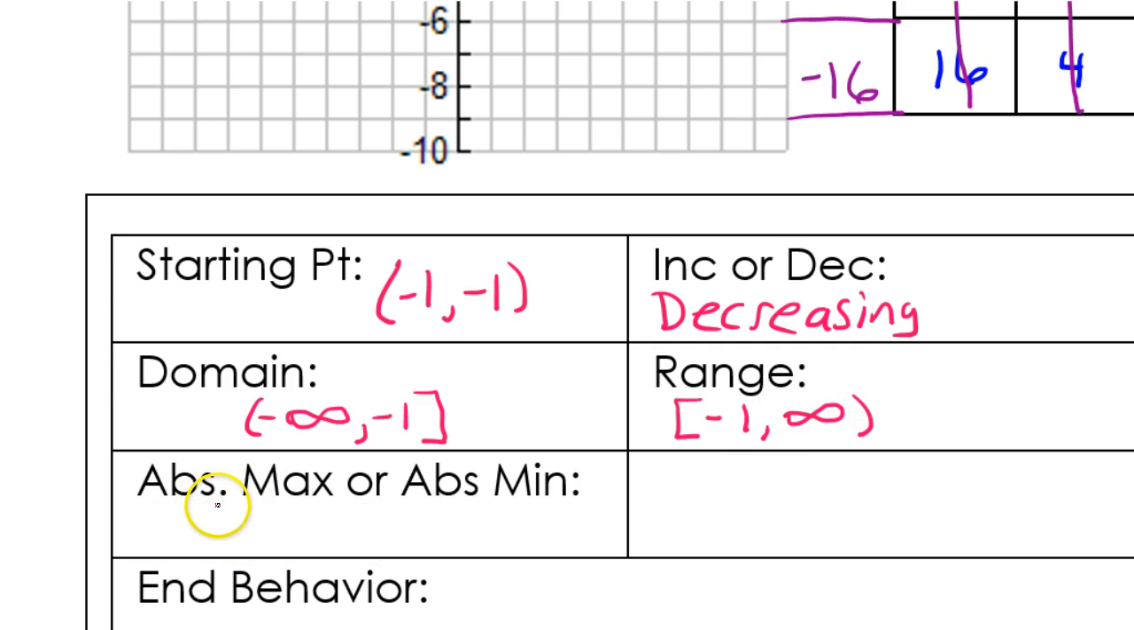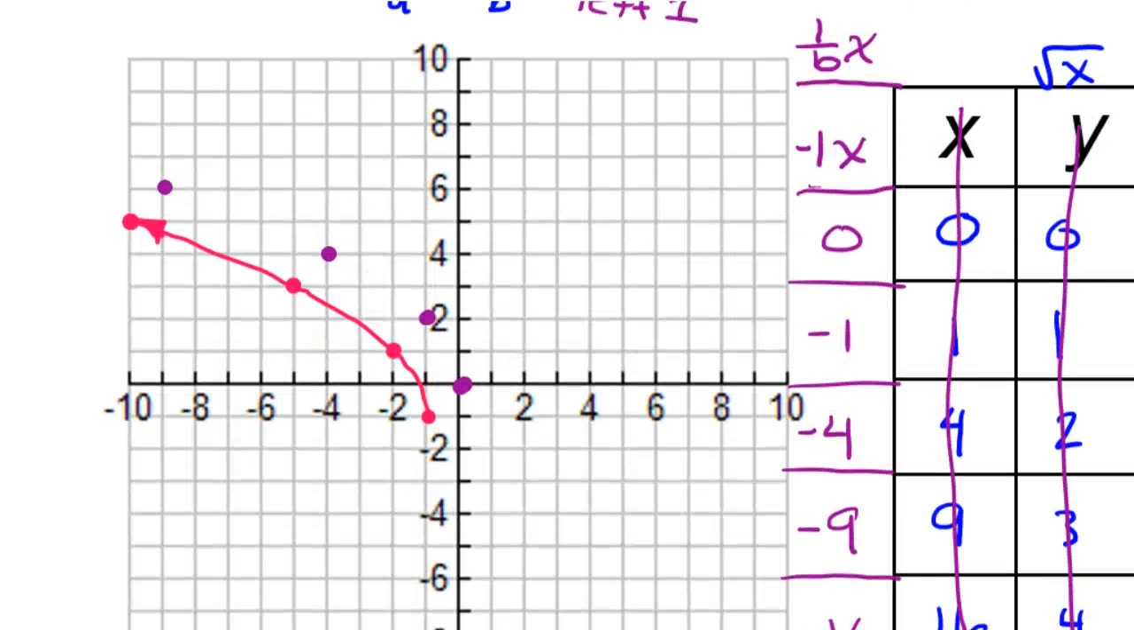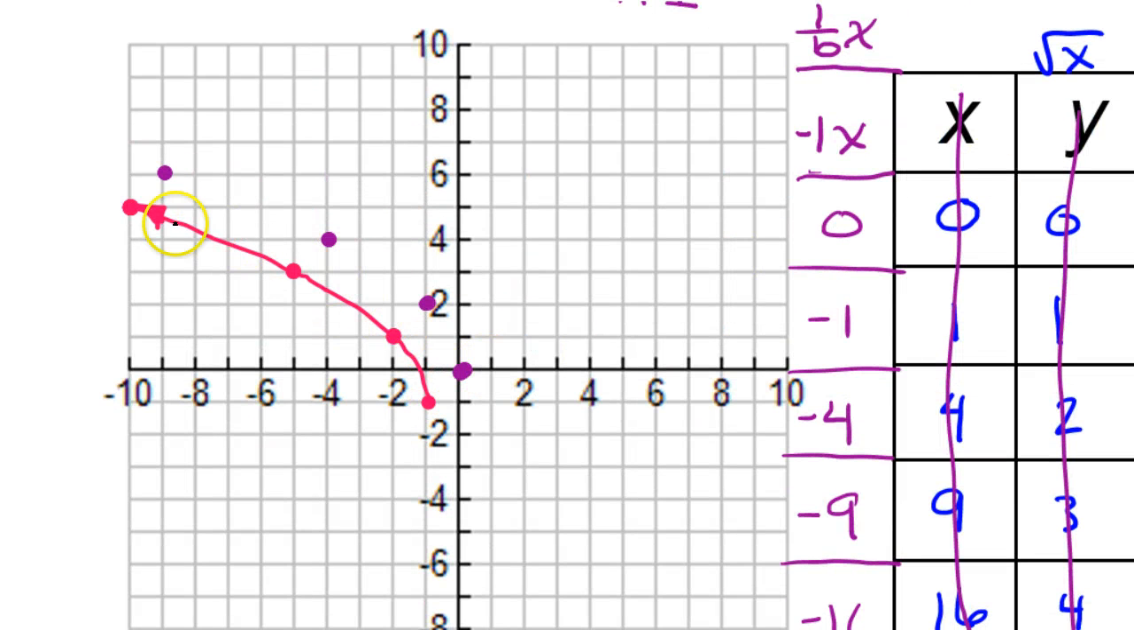Now, does this graph have an absolute max or an absolute min? There is no absolute max because it goes up forever, but it does have an absolute min. When we're talking about max and min, we're talking about y values. So it has a minimum at -1.